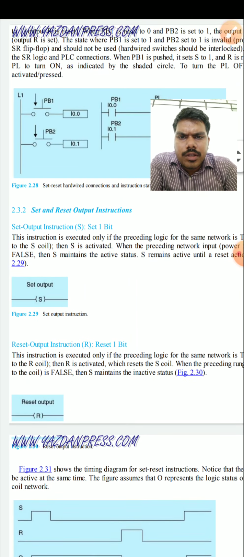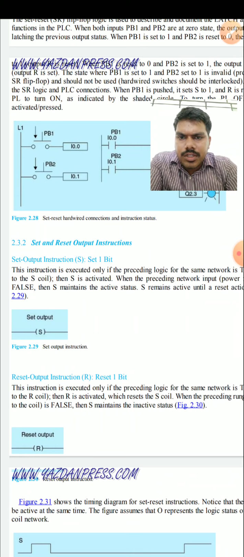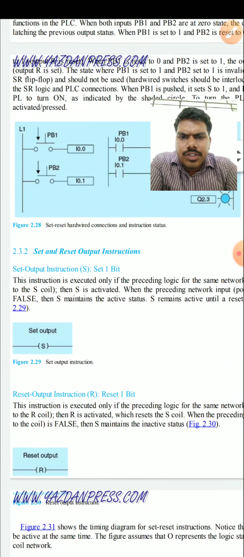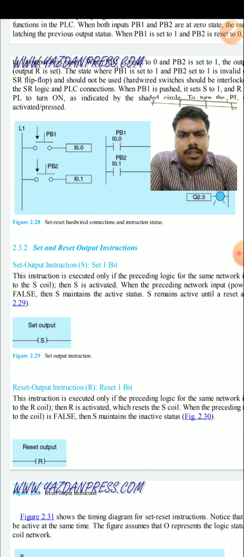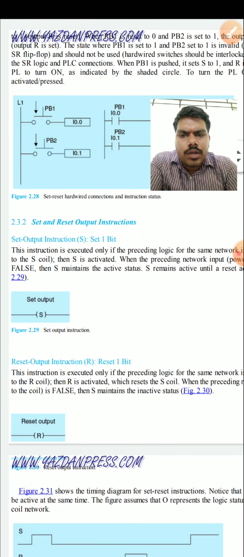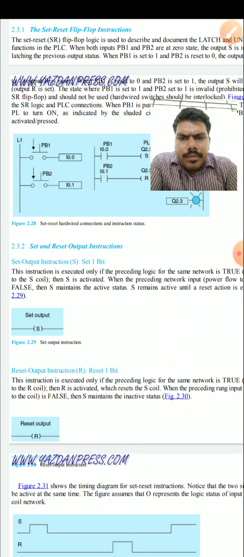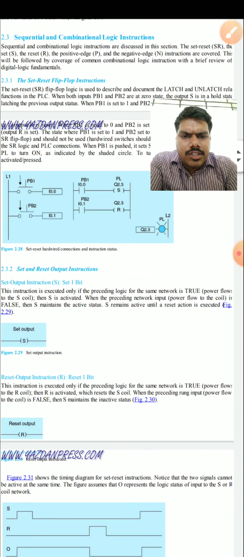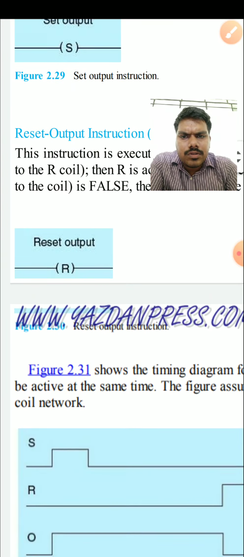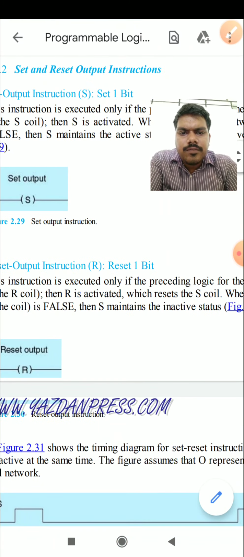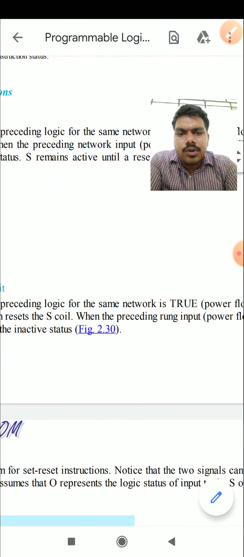Set output instruction S is denoted by set output. It actually latches. The instruction is executed only if the preceding logic of the same network is true. Then S is activated. When the preceding network input is false, S maintains the active status. S remains active until a reset action is executed. So this instruction is also used. Reset output: this instruction is executed only if the preceding logic of the same network is true.